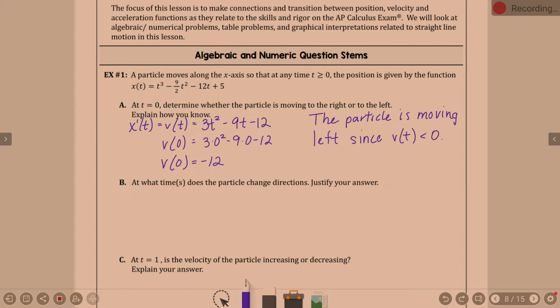That's the official way, I've been doing that all year, right? V of t less than 0, that's the fancy way of saying negative. And that's what AP readers are going to expect, they're going to expect that type of notation. So, okay, part B. At what time does the particle change directions?